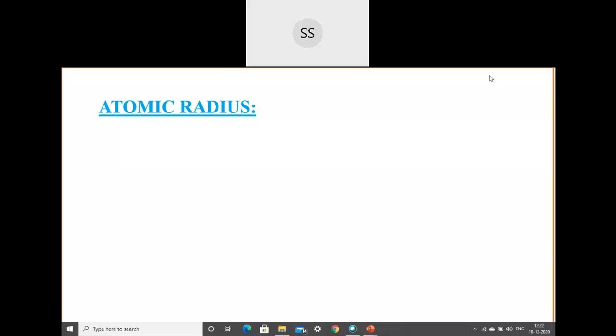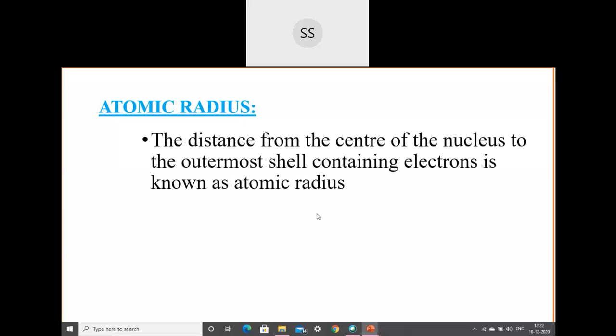Okay, now we'll go for periodic trends in the properties of these elements. I'll directly go for that. So much at least you need to remember of whatever I did in the starting part. Now the first one which we have is the atomic radius, which is the distance from the center of the nucleus to the outermost shell containing the electrons.